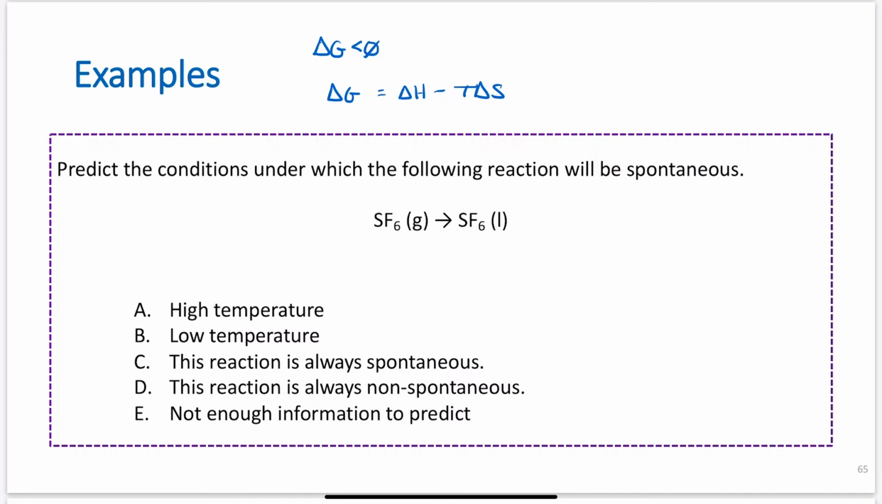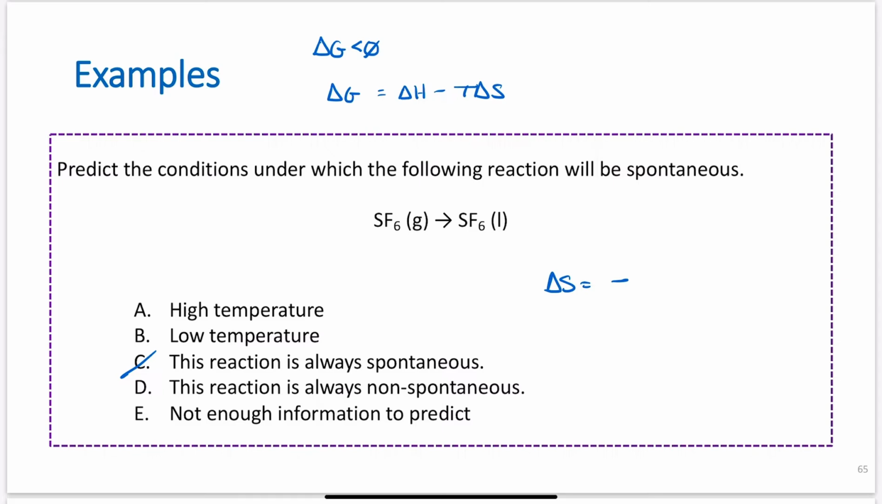No. Why? Well, I'm going from gas to a liquid phase, so delta S is a negative number. It's not favorable. That would be negative here. Negative times negative is positive. Depending on what delta H is, that could overpower delta G. So it is not always spontaneous. Is it always non-spontaneous?